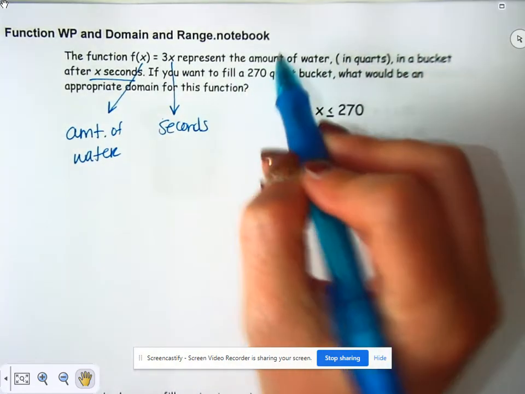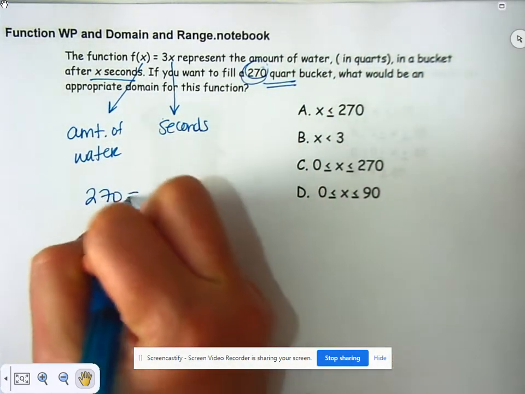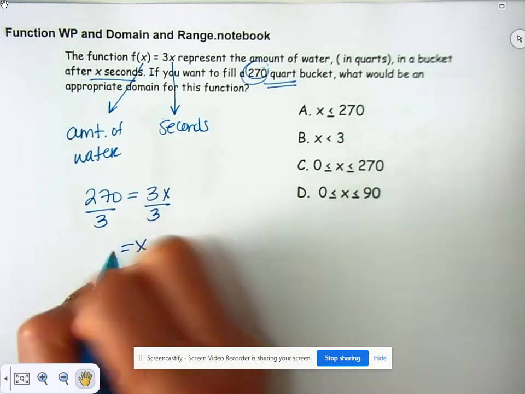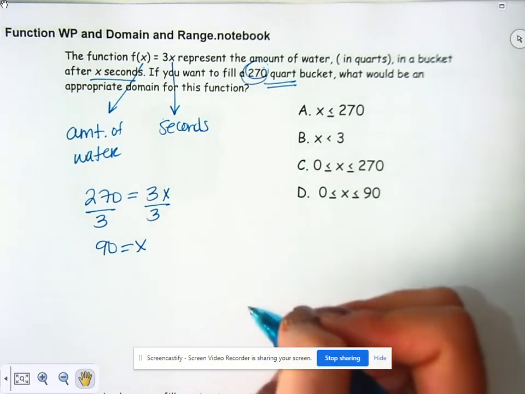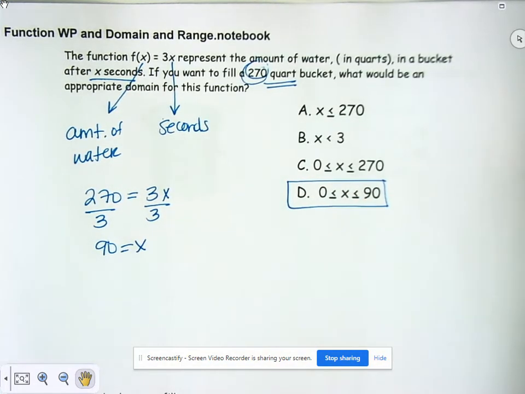So when it says you want to fill a 270 quart bucket, that's going to go in for your f of x. And we're going to have to find our x, y'all. So 90 is our x. So we're going to start at 0 and go up to 90.